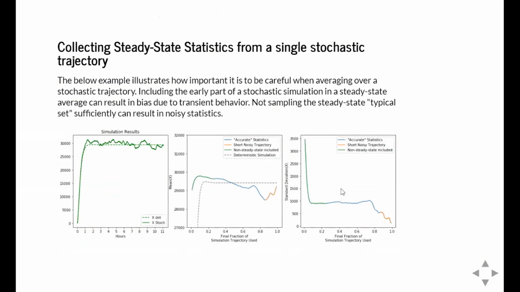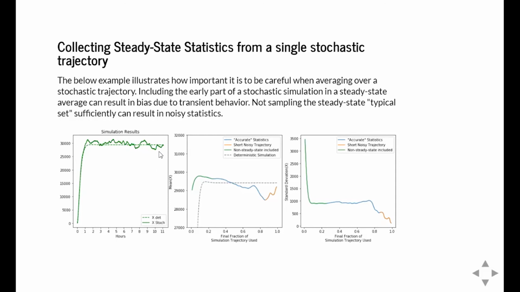We'll start by talking about how you collect steady state statistics. Often you're interested in what the steady state is of a CRN. This is sort of the long-term average behavior, not looking at dynamics. And so on the left here, you see the simulation results, deterministic with the dotted line and one stochastic trajectory.